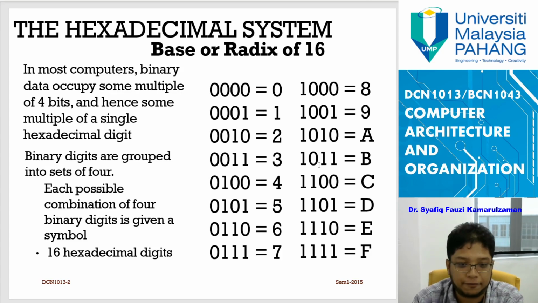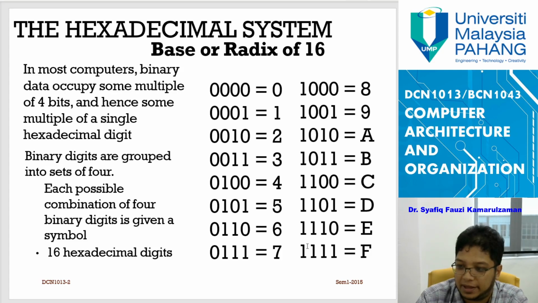So when you have 4 binaries, we group them and represent them by using hexadecimal. So you have 4 binaries here. If representing 0, it becomes 0. 1 becomes 1. 6 becomes 6, 7 becomes 7, and up until F. F is 1, 1, 1, 1. All ones become F. All zeros is 0.